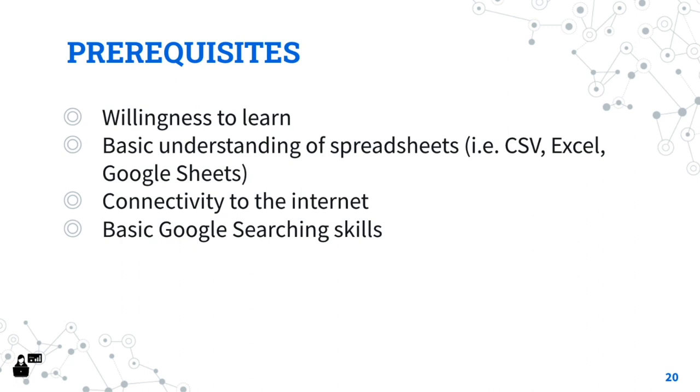Second, basic understanding of spreadsheets like a CSV file, Excel, or Google Sheets. We will mostly work with tabular datasets with rows and columns within Python. Third, connectivity to the internet via a laptop. It is very difficult to code on a phone, so you must have a laptop or some sort of computer to work with. Fourth, basic searching skills on Google.